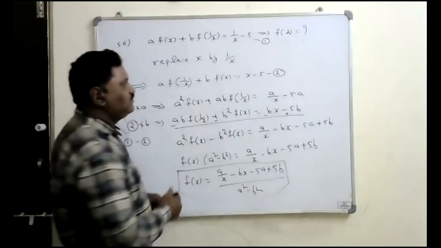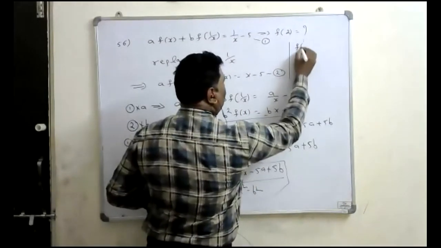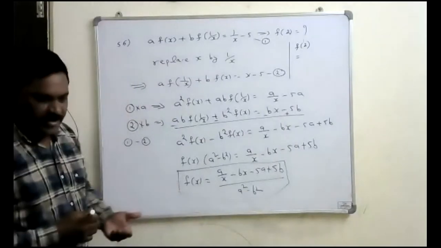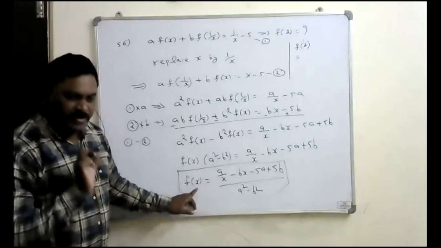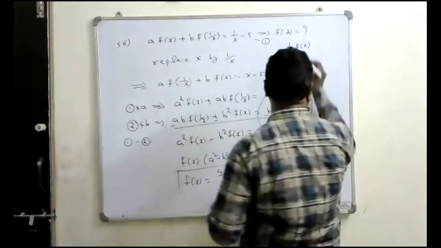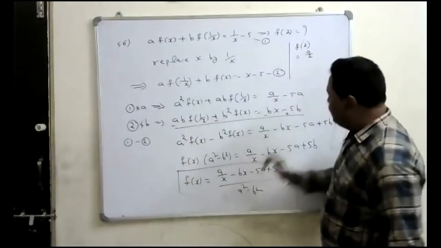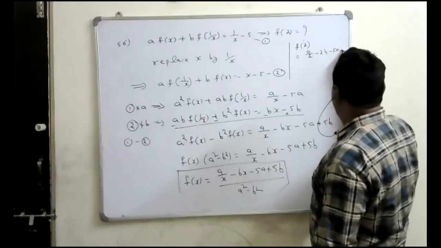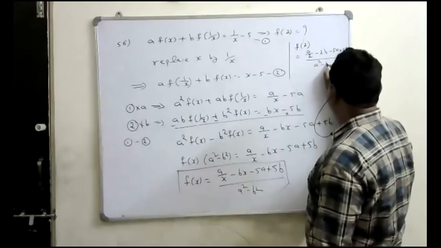Finally, what do we want to find? f of 2. f of 2 we want to find. f of 2 means keep x is equal to 2. Substitute 2 in its place, what will we get then? a by 2 minus 2b minus 5a plus 5b upon a square minus b square.